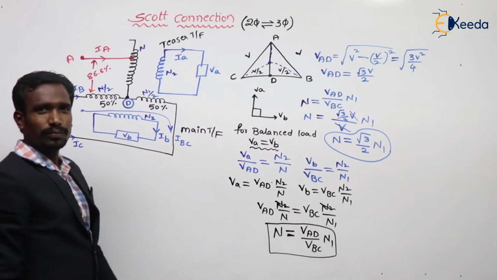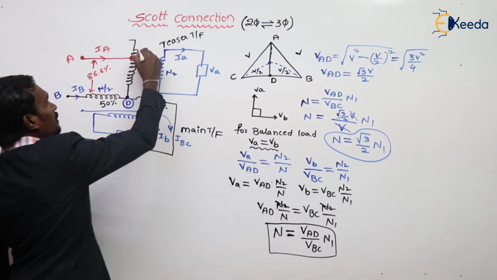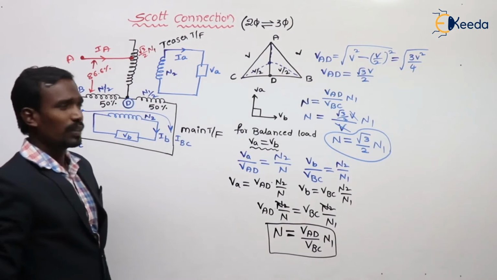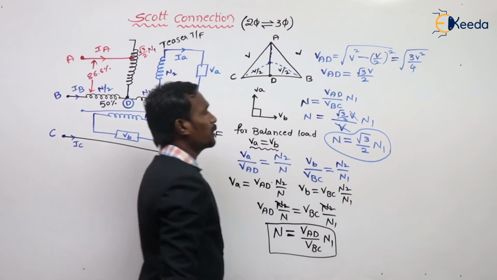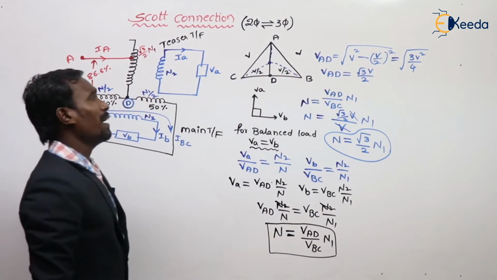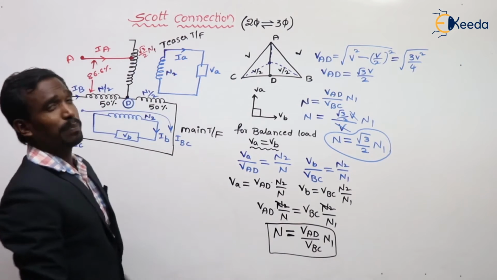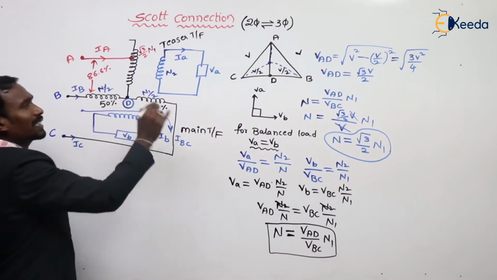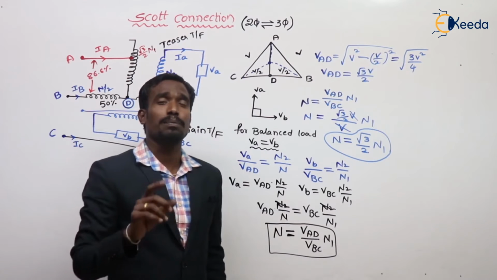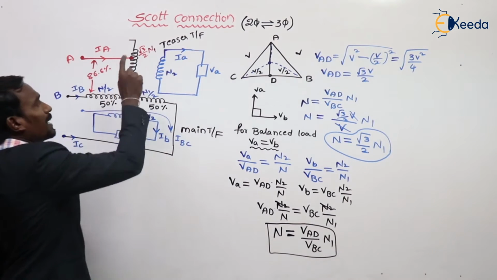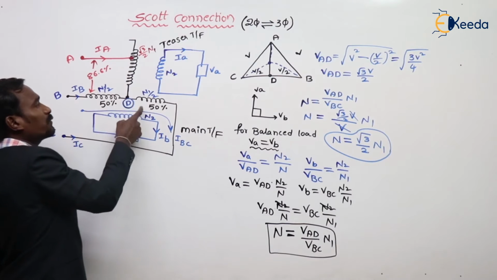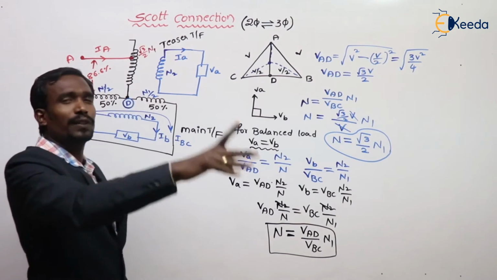For balanced load, how much is this? This is root 3 by 2 times of N1. What is N? N value is root 3 by 2 times of N1. Nothing but the teaser transformer's primary for balanced load. The teaser transformer's primary is tapped up to 86.6% only. And this teaser transformer's primary cuts the main transformer's primary in 50:50 ratio.